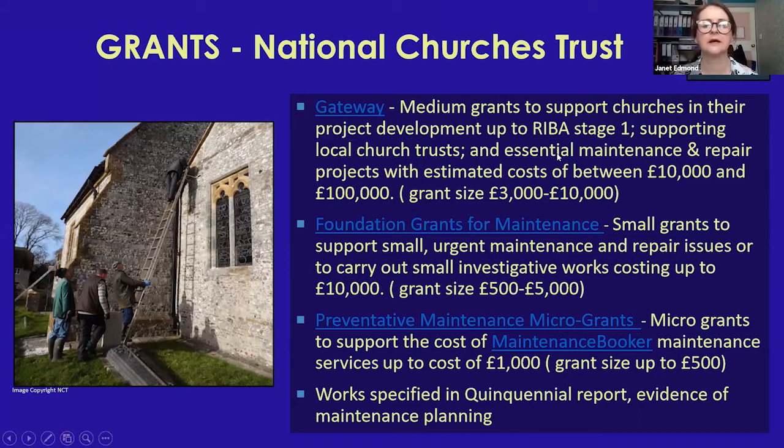The Gateway grant is for a much bigger grant. They have introduced recently that you can apply for essential maintenance works here, but it's for works costing between £10,000 and £100,000. The grant size, though, is only between £3,000 and £10,000, so again you would need match funding. Works must be specified in a quinquennial report or in a survey that you've had done, and you must show evidence of actual maintenance planning. That checklist that I mentioned at the beginning would be a good example of that.